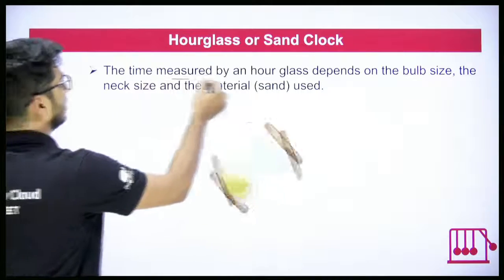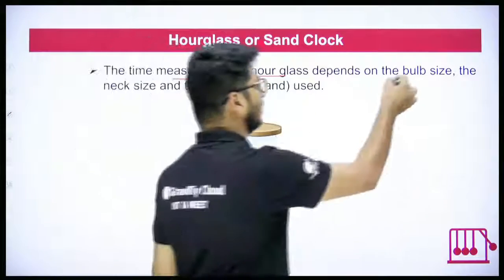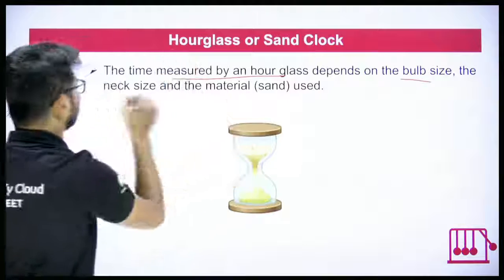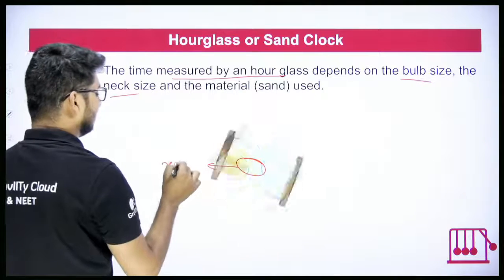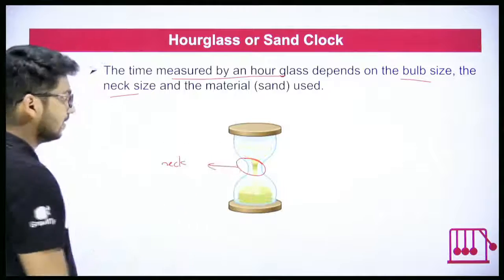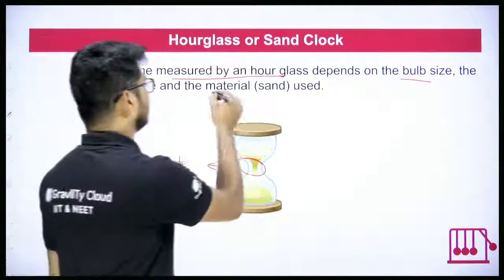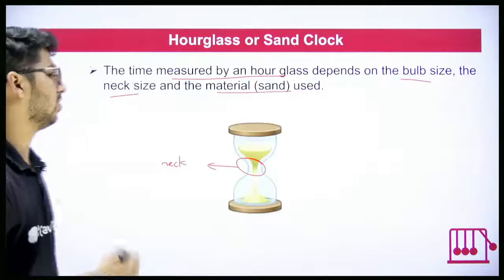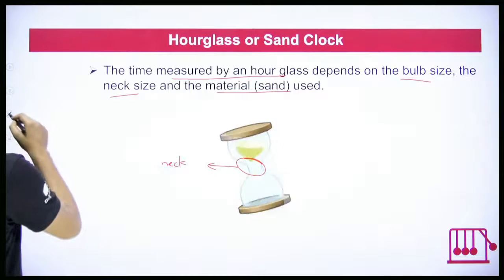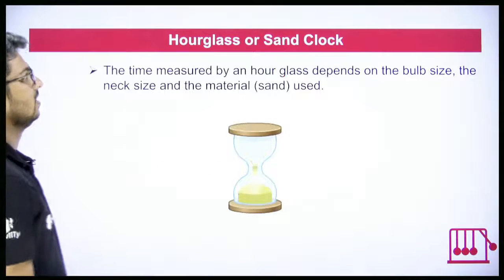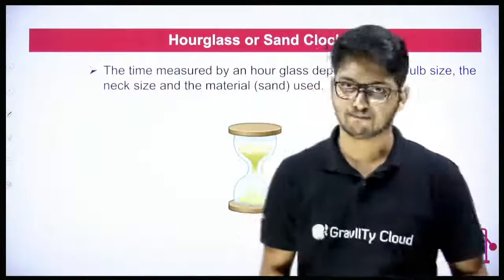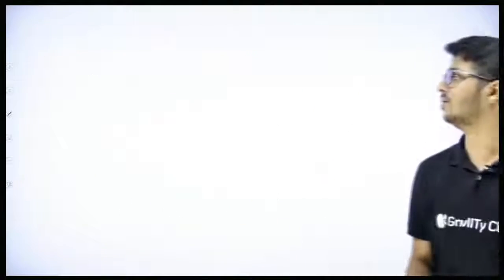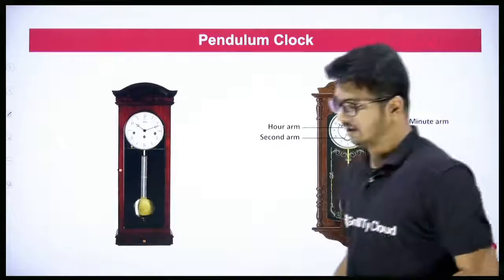So the time measured by an hourglass depends on the bulb size and the neck size. This is the neck. Everything else is the bulb. These two are the bulb. And the material, that is the sand used, how soft the sand is. But ultimately, what is the thing? An hourglass or a sand clock is used to measure time. Got it? Good. Then we had pendulum clocks.